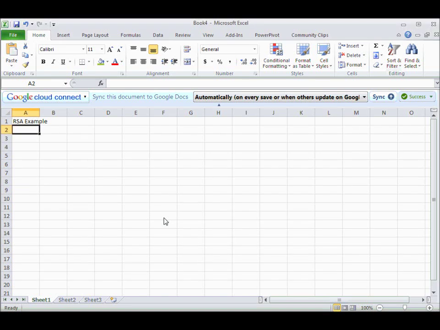This is an example of the RSA algorithm. The RSA algorithm for encryption gets its strength from the fact that it is very easy to multiply two prime numbers together to get a big number, but it is very difficult to figure out which two prime factors that big number has.